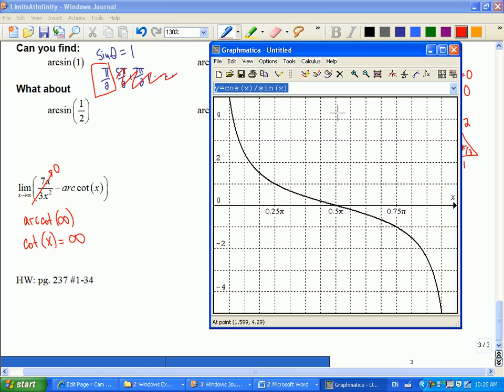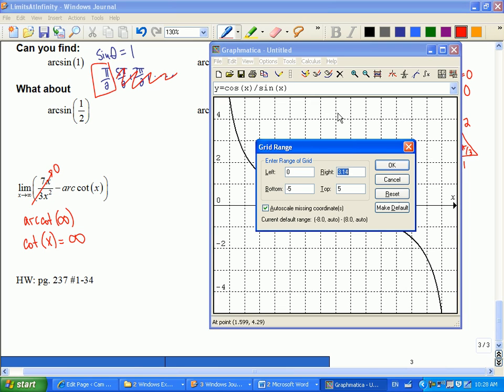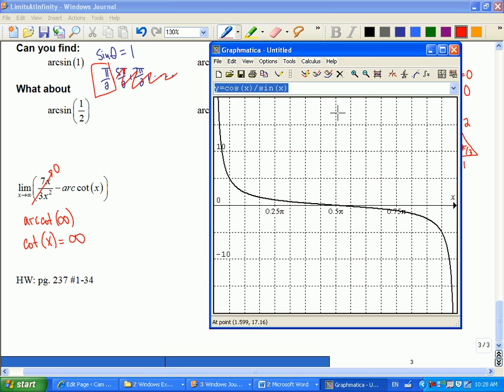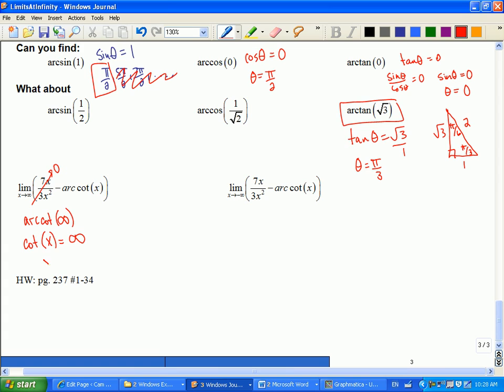Up here, maybe I should zoom out a bit more. Up here, as I approach 0, I'm going up to infinity. So that means at x equals 0, I end up with an infinite amount. So that means the arc cotangent of infinity is going to be a 0. As you become infinitely large, the arc cotangent will give me back a 0. So 0 minus 0, not too exciting, it's just 0.